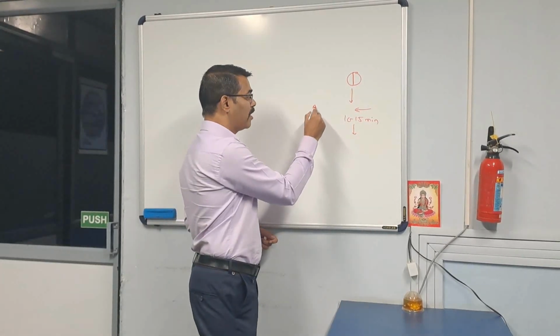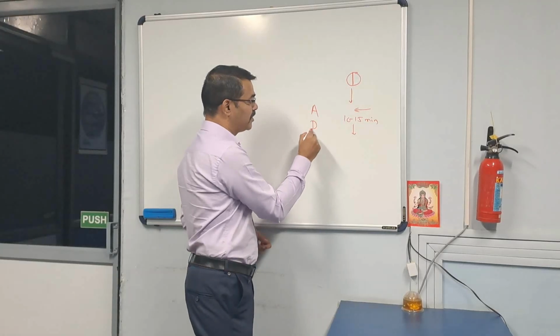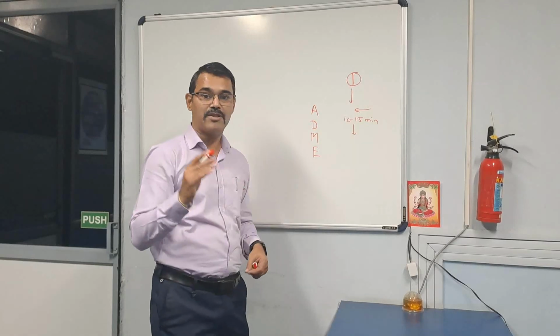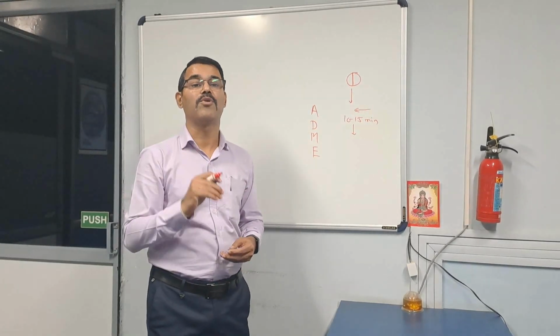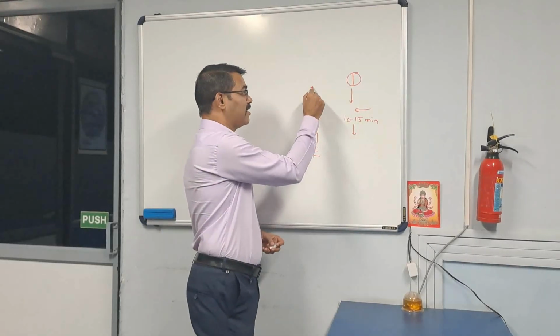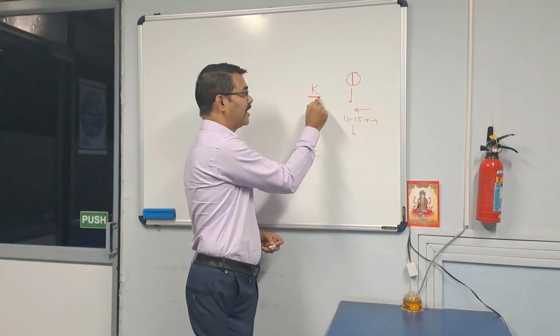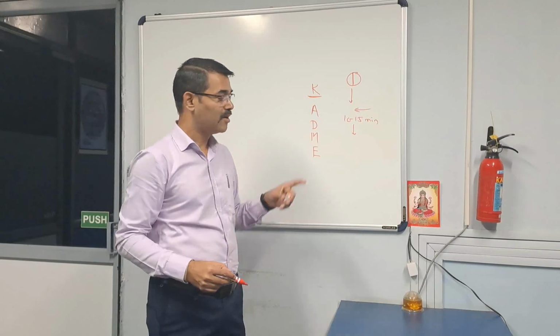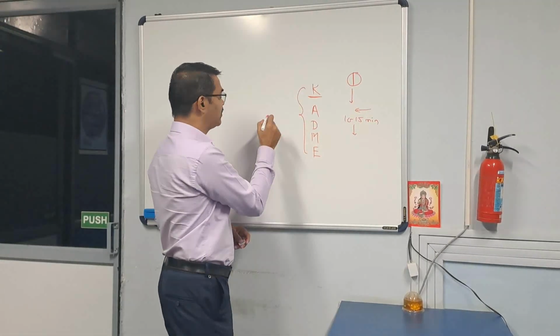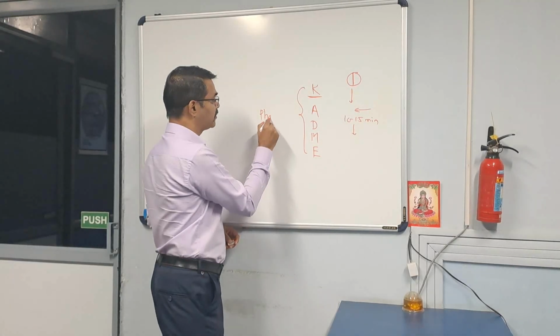Absorption, distribution, metabolism and elimination. These are the four basic processes of pharmacokinetics: absorption, distribution, metabolism and elimination. And if you correlate the rate kinetics of all these four processes, ADME, it is called pharmacokinetics.